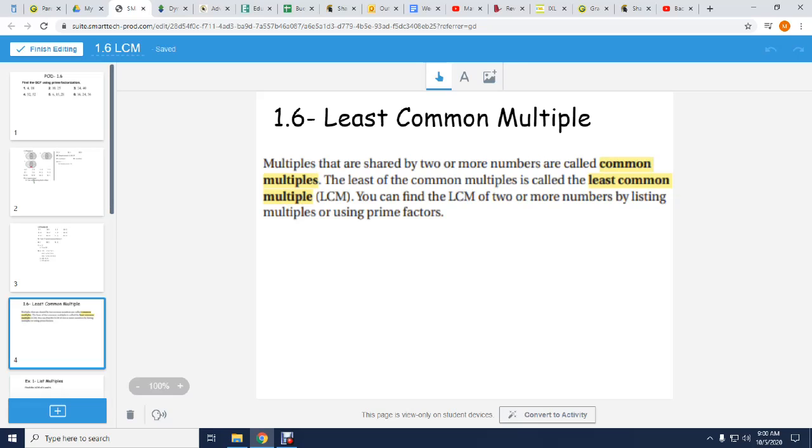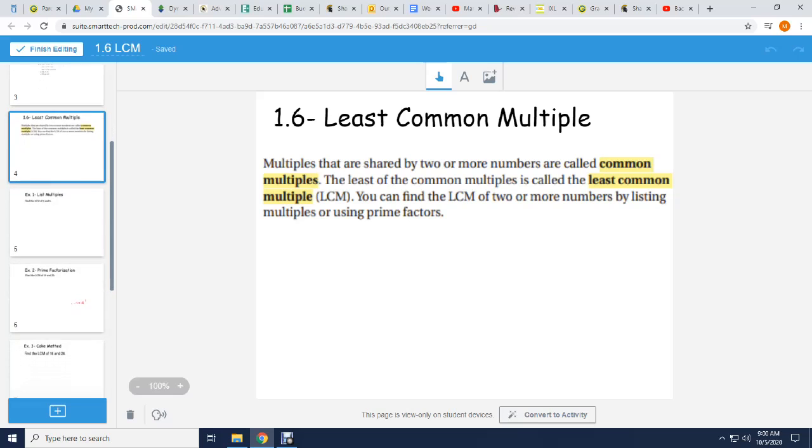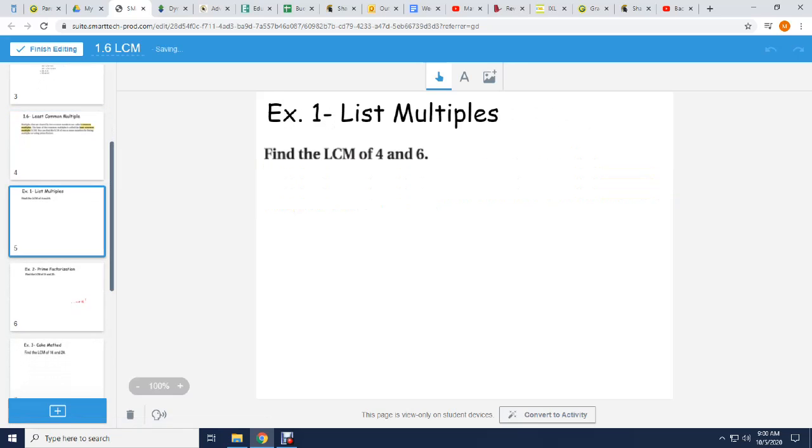So once again, I'm going to show you two different ways here. I'm going to show you the common way that you used to do it, and then I'm going to show you the cake method way. And again, there is a way you can do it using prime factorization, but as I said, I think most students find that too confusing. So I'm going to skip over that one for now. So find the least common multiple of 4 and 6.